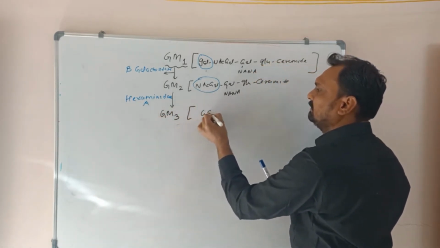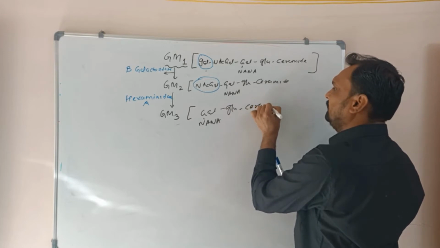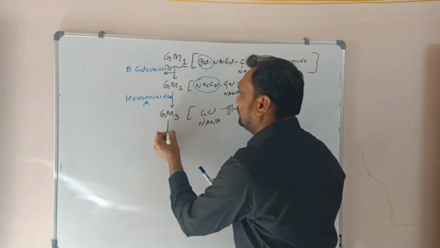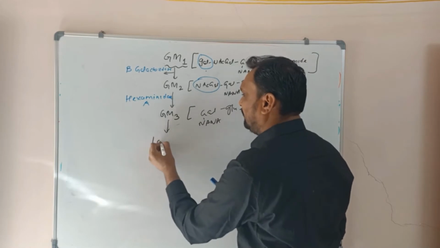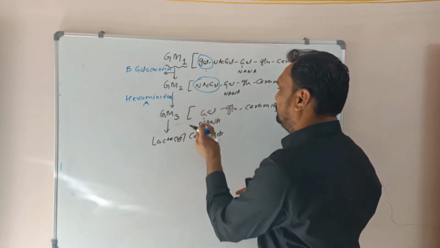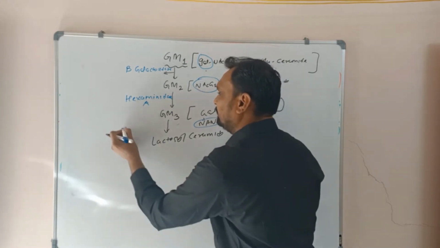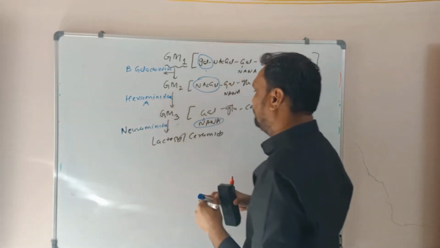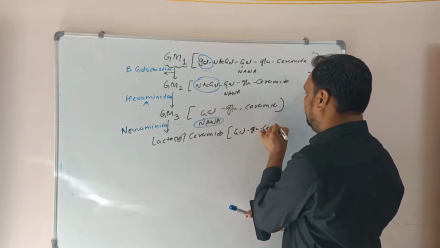So the structure is galactose, glucose and ceramide. Clear? Now this GM3 is converted to lactosyl ceramide. Now this NANA group is removed. The enzyme is neuraminidase. So what is this lactosyl ceramide? It is made up of galactose, glucose and ceramide.